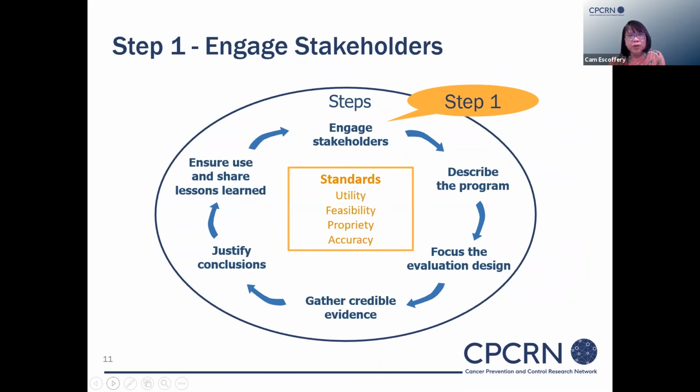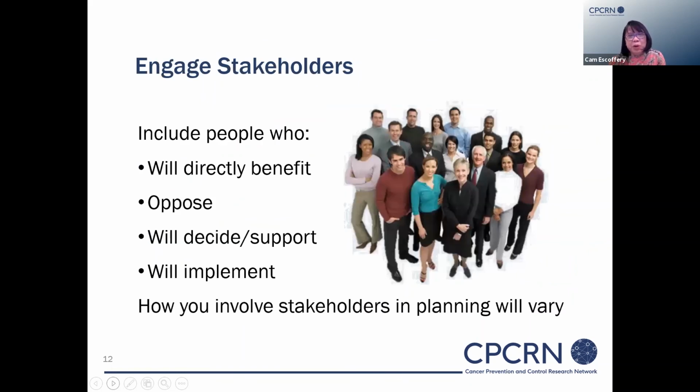So we're going to start first with step one, which is engage stakeholders. Many of you know this, but I think it's always important to think about evaluation happening from the start of program planning and delivery. So we want to include people in that engagement who will directly benefit from the program. Also, potentially people who will oppose it, so they can learn a little bit more about the program as it goes. Perhaps administrators who will make some decisions about the sustainability of the program or future program support. And of course, people who are delivering the program.